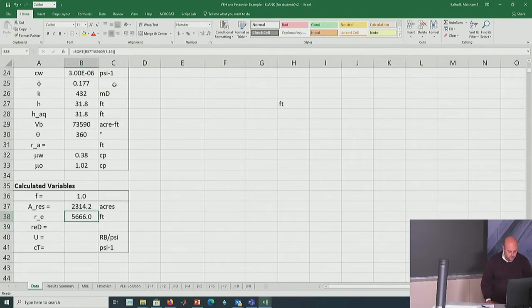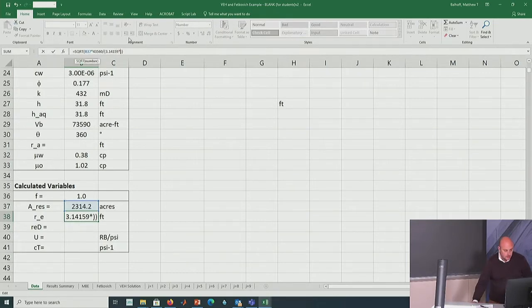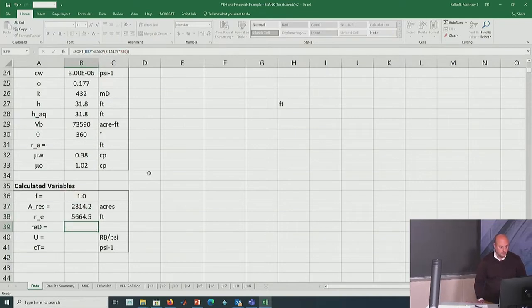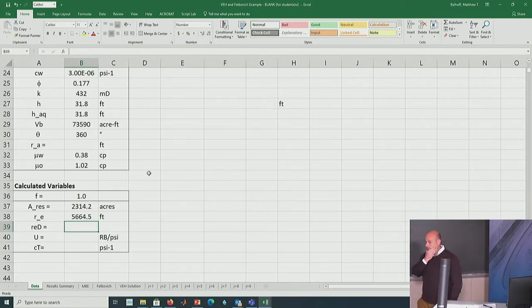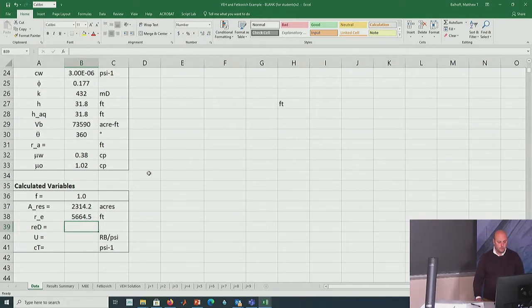Well, I think I might have been a little bit off. Maybe that's the problem. I should have put the F in there as well, right? Times F, which is 1. There you go. So I got 5,664.5 feet. Hopefully that's what you all got. We did do this problem a couple weeks ago and we got the same thing.